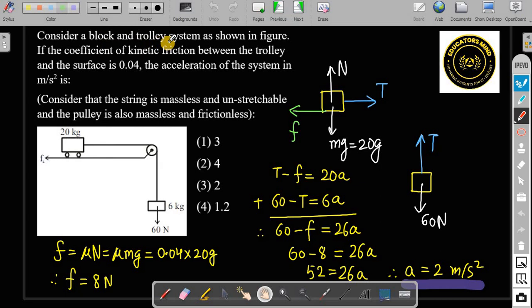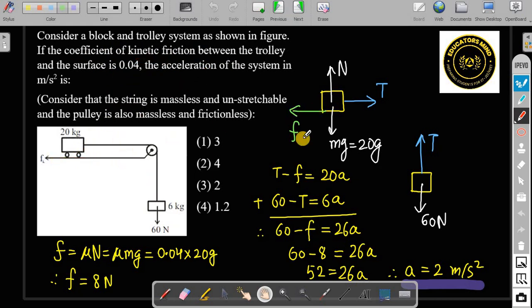So consider a block and trolley. This is the diagram, this is one block, this is a trolley basically, and a block is here, okay, and the masses are given 20 kg and 6 kg, and the weight is also drawn here. Sometimes you may get confused about what this 60 Newton is. This is the weight of this body, this is not an external force acting here, okay. So now if you consider, the coefficient of friction is also given for this surface, right?